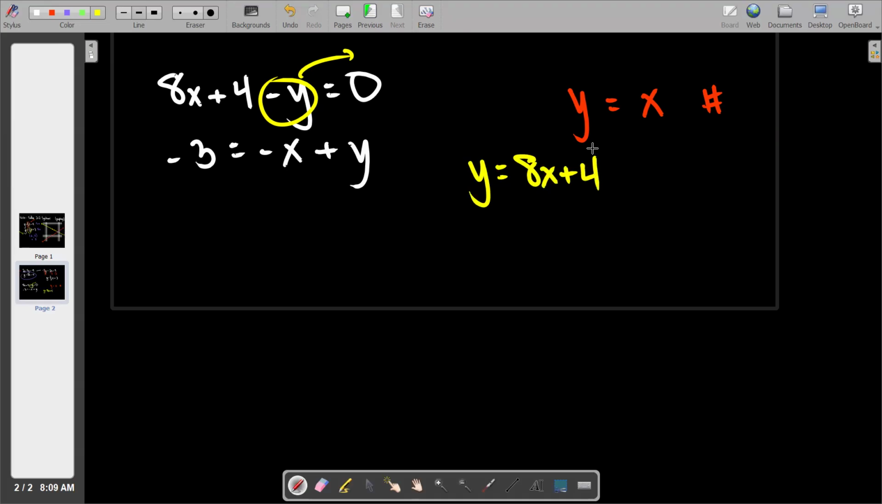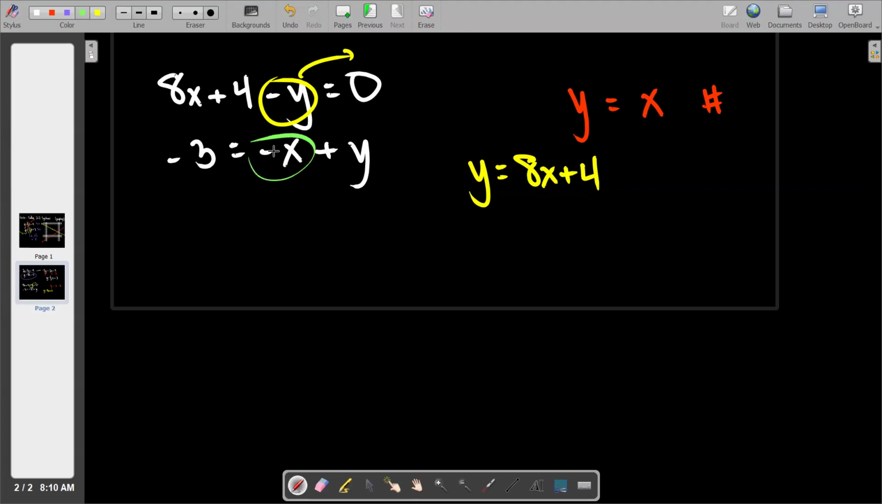I switch the sides, but yeah, who cares, right? But by moving the y, I avoid having to keep that negative on the y. So it's a smart play. If that y had been plus y, I would have left him there and moved the 8x and the 4. How about the second equation?